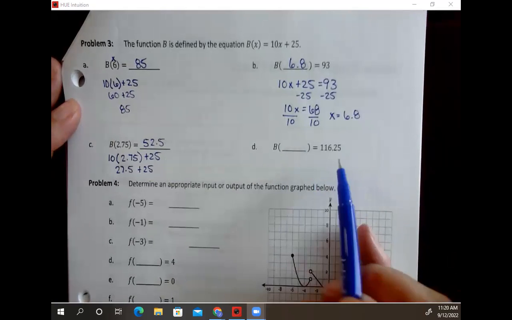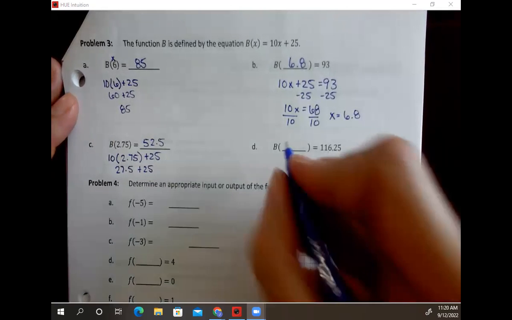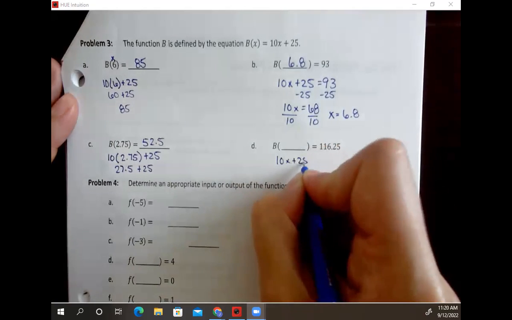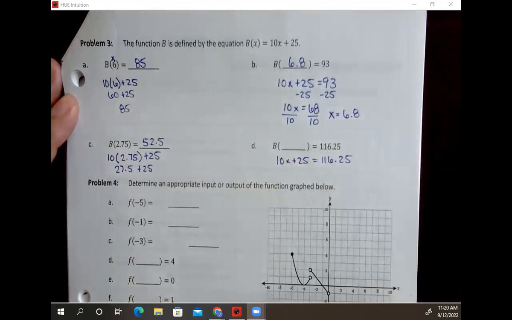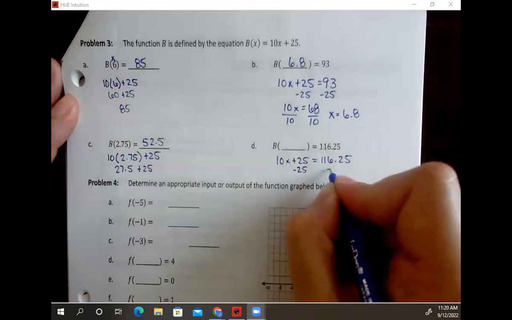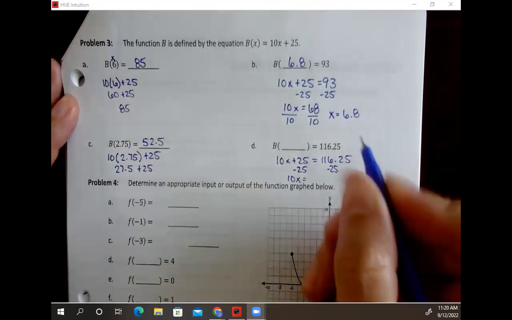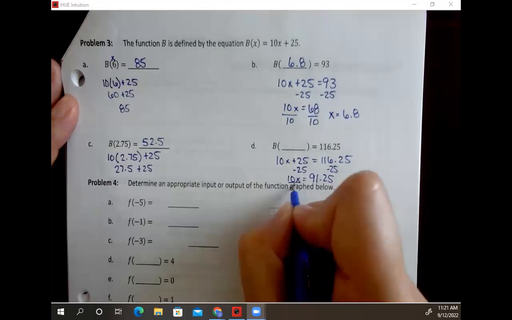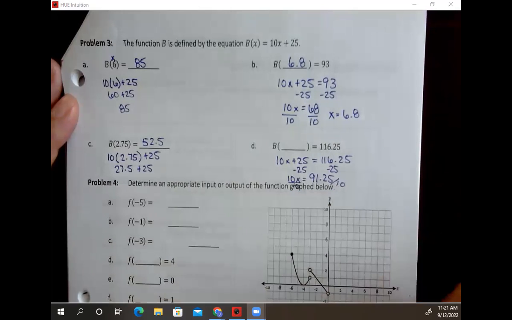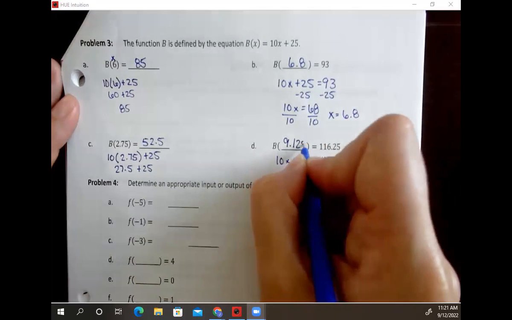For D, b of something equals 116.25. So what do I do with this number? Plug it in or set it equal? Set it equal. So 10x plus 25 equals 116.25. Remember, we go through reverse order of operations as I'm solving for x. I'm going to move the 25 first, and I get 10x equals 91.25. And then we divide both sides by 10 to get x by itself. That would mean move the decimal one spot. We would get x to be 9.125.